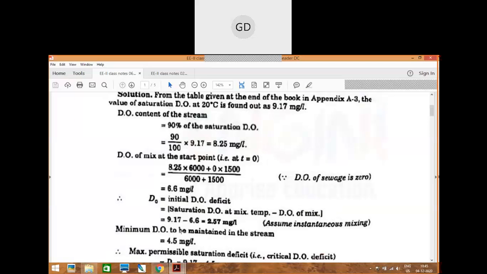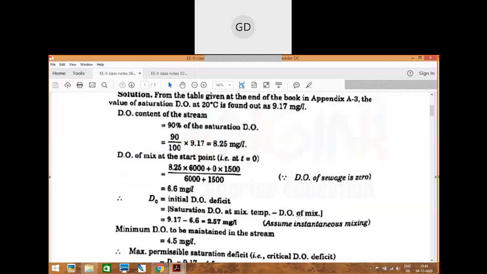Clear? Now you will find out D naught. So what is D naught? It is your saturation DO minus your DO of mix. D naught is your initial DO deficit. The formula for the initial DO deficit is saturation DO minus DO of the mix.